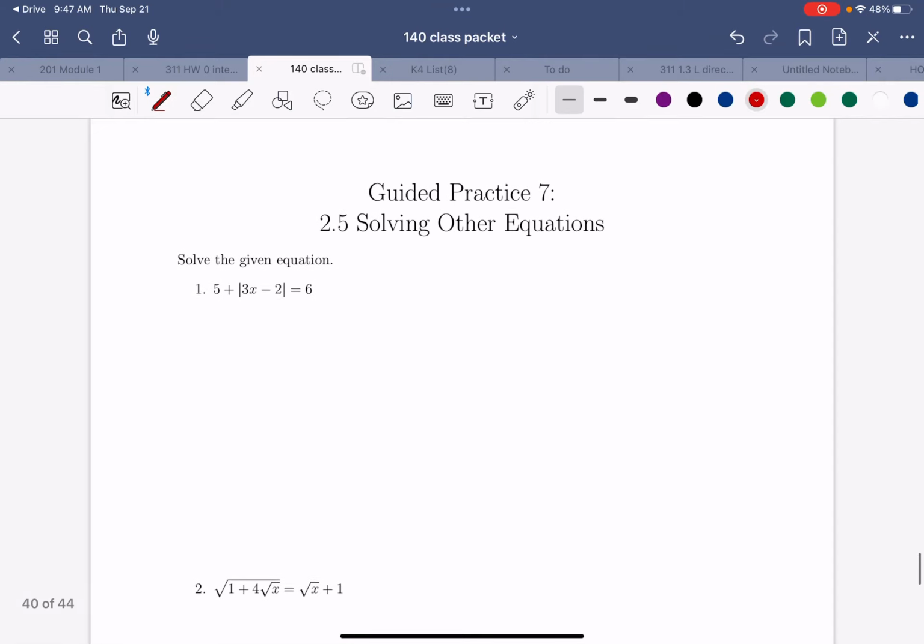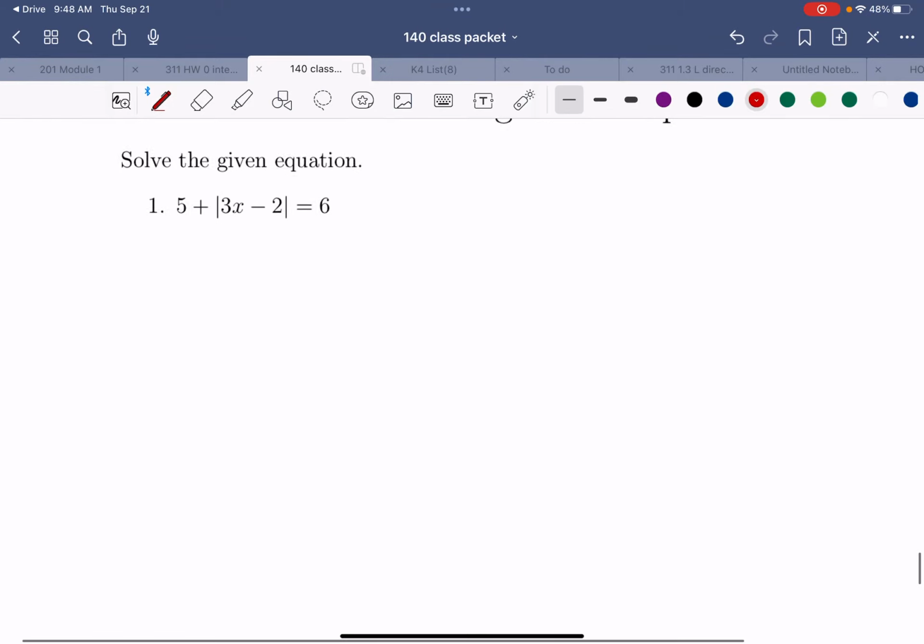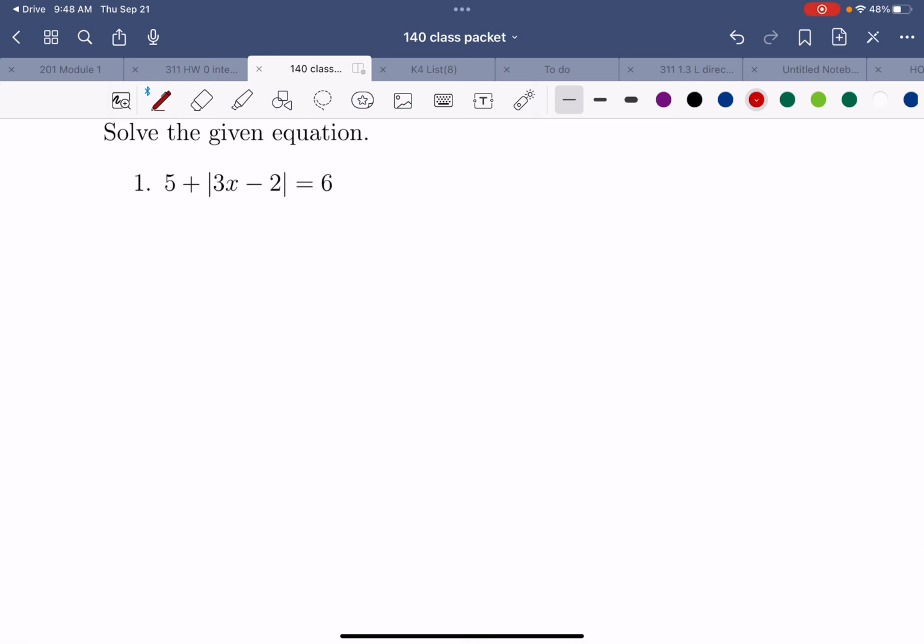Hi all, this is your guided practice 7 on section 2.5, solving other equations. So we're going to take a look here and look at number 1, and this is absolute values.